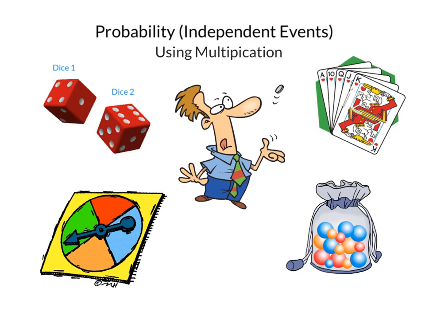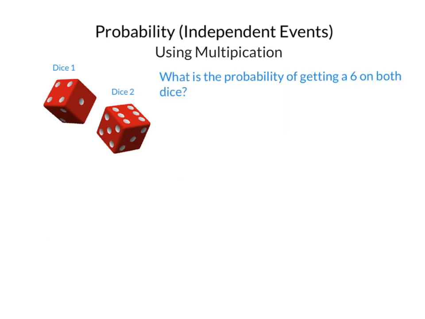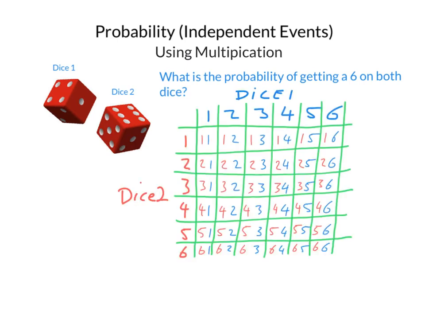Now, we've already done some questions like this using space diagrams, but in the next couple of questions we're going to find the answers using multiplication. So here's our first question. What is the probability of getting a 6 on both dice?